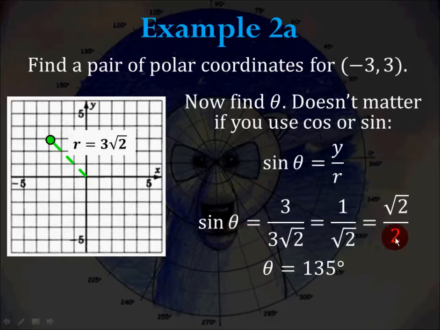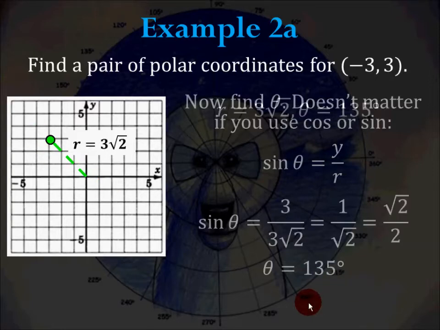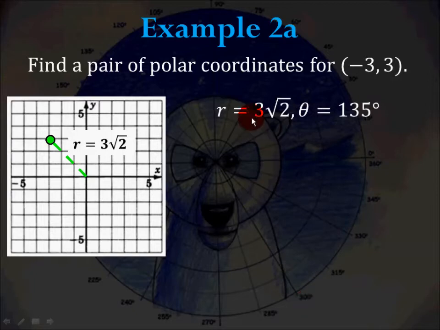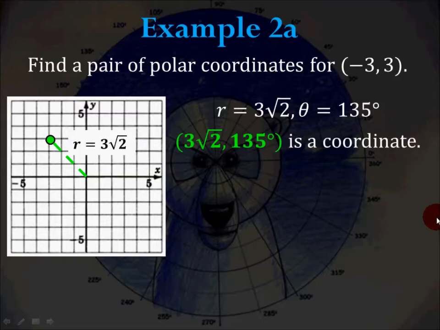So again, since your sine theta is radical 2 over 2, your reference angle is going to be 45, which corresponds to a second quadrant angle of 135 degrees. So we have an R of 3 root 2 and a theta of 135. So that is one of the possible coordinates.